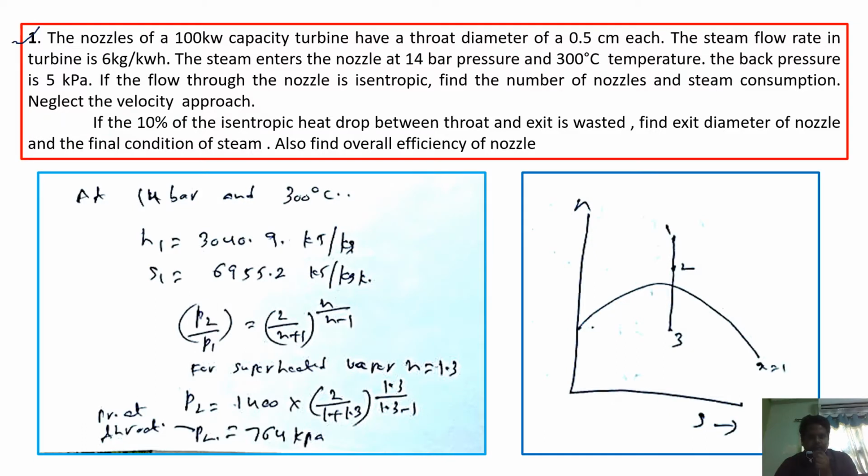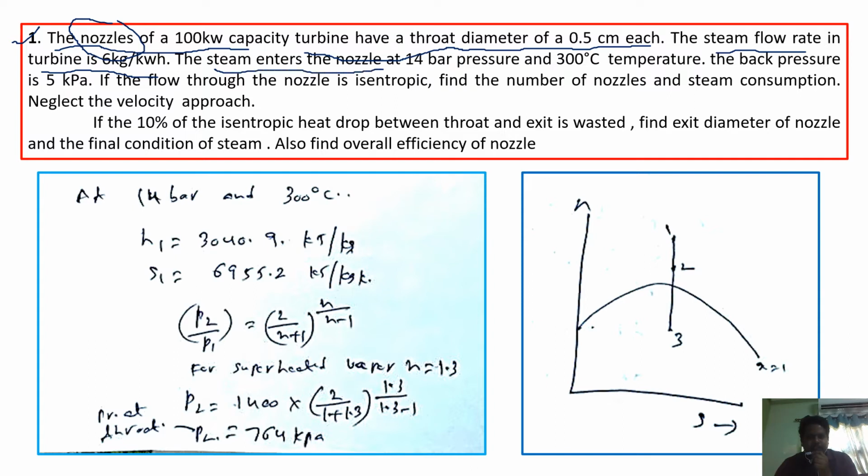Now let us solve a problem on nozzle. The nozzles of 100 kilowatt capacity, which means here they have a number of nozzles. The turbine has throat diameter of 0.5 centimeter each. The steam flow rate in the turbine is 6 kg per kilowatt hour, which means m dot is 6 kg per kilowatt hour.